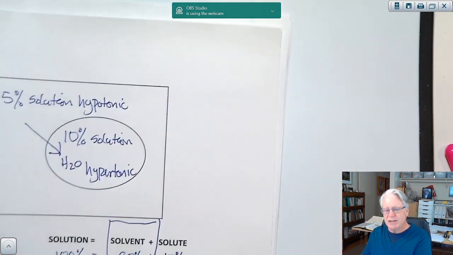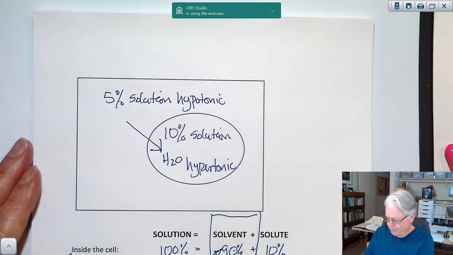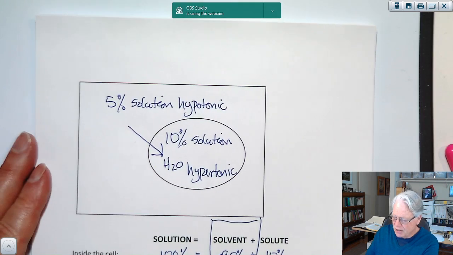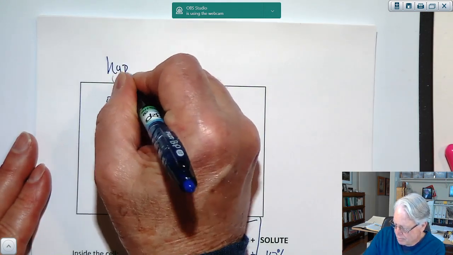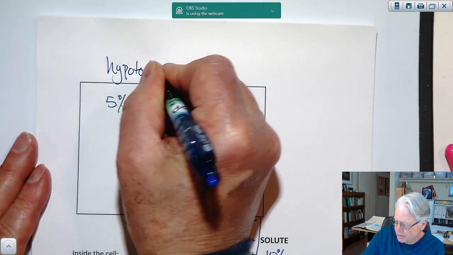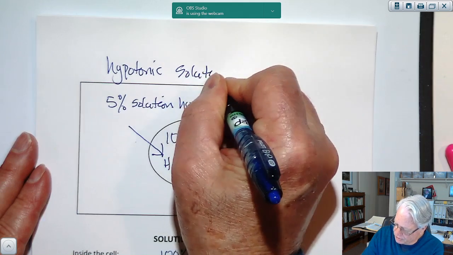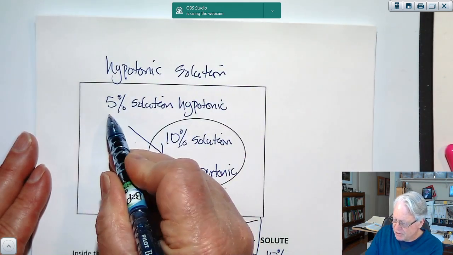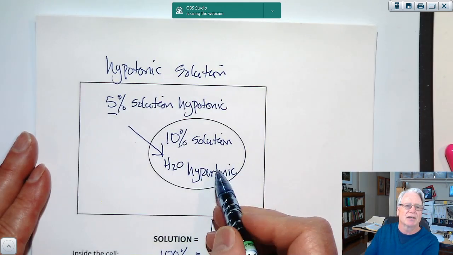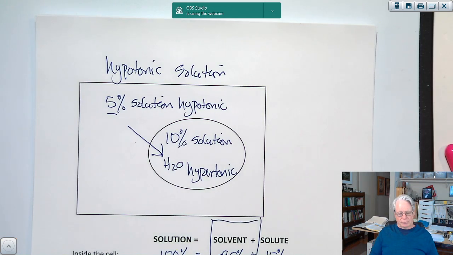So, what kind of solution is this? The solution is a hypotonic solution. Hypotonic because it's less than the inside of the cell. Okay.